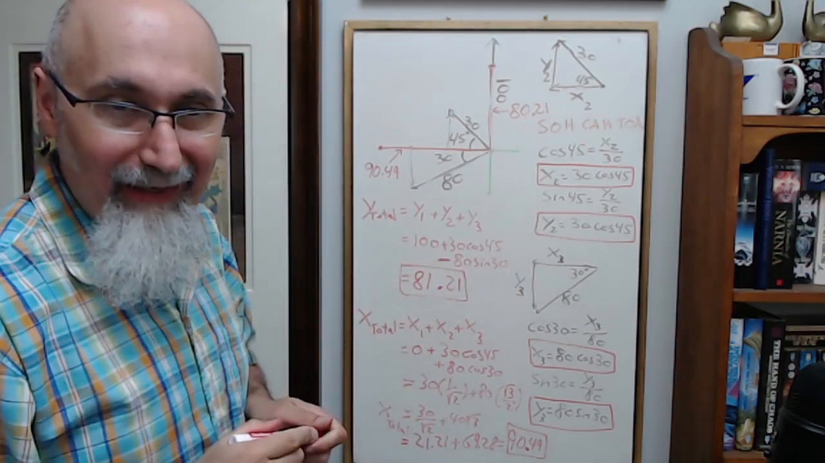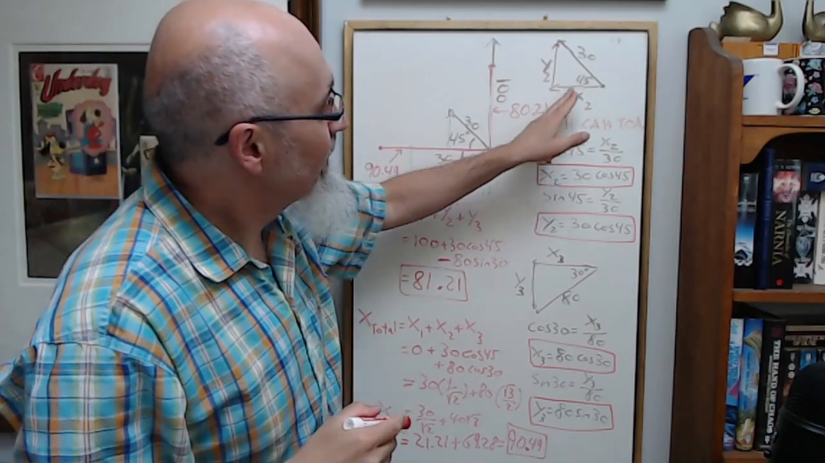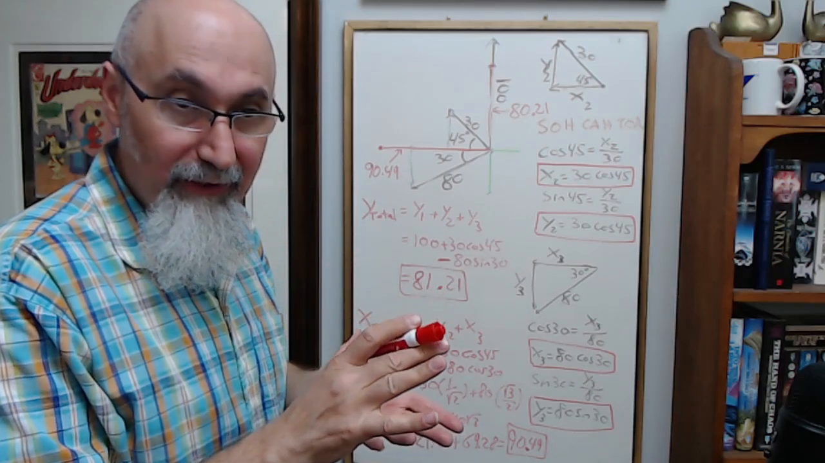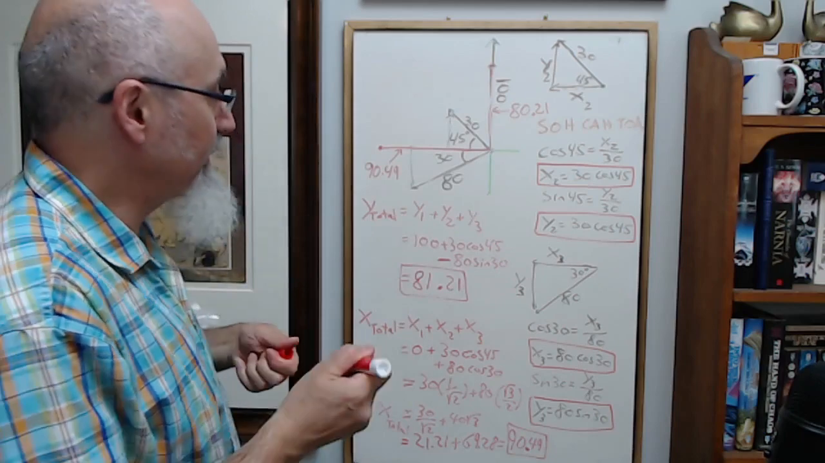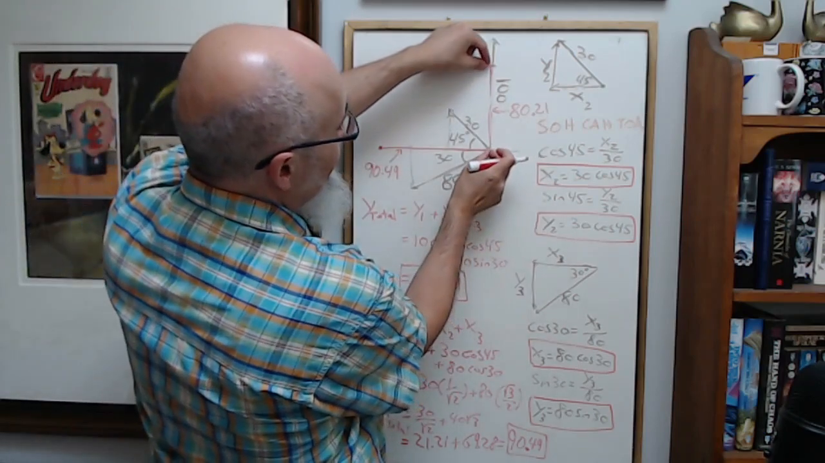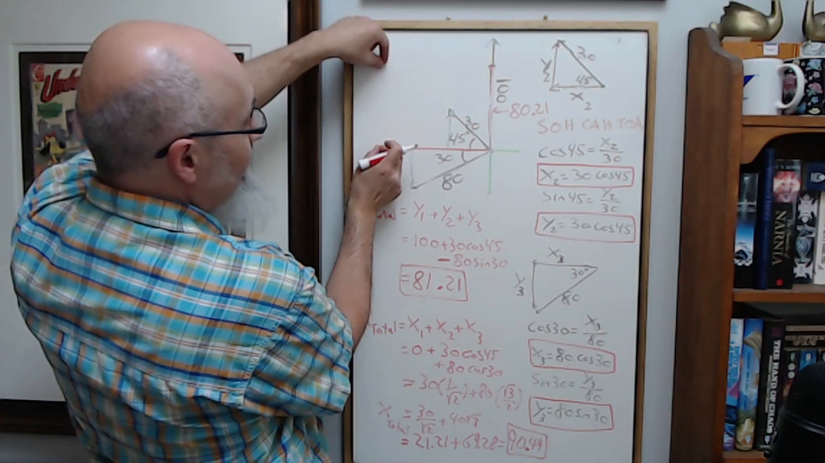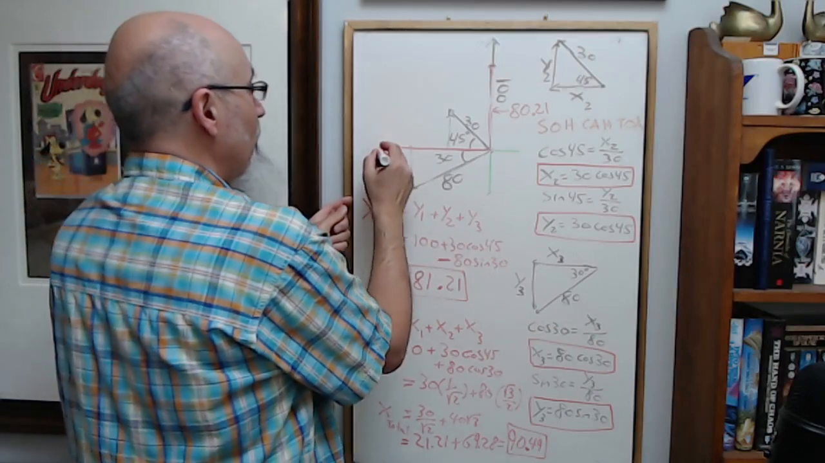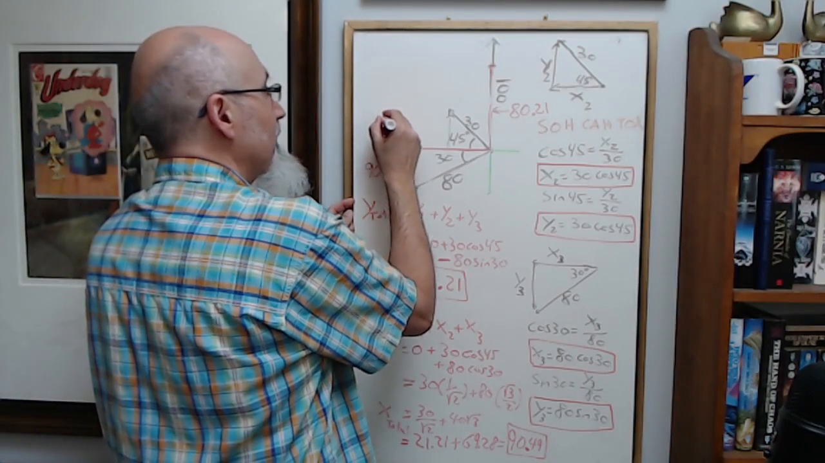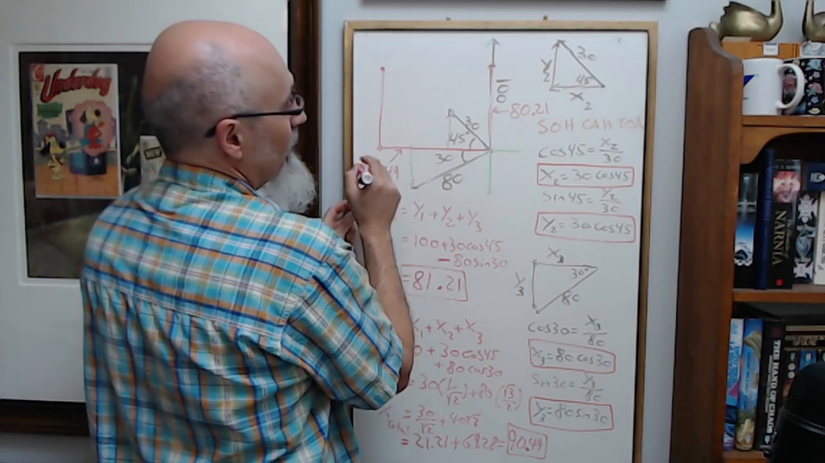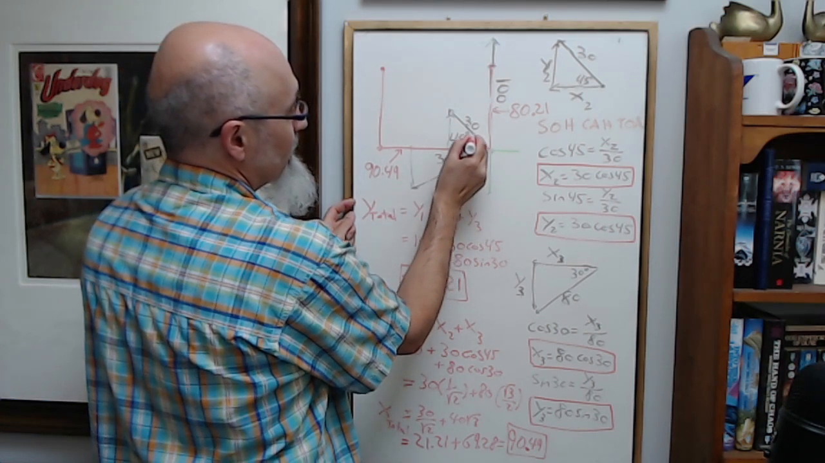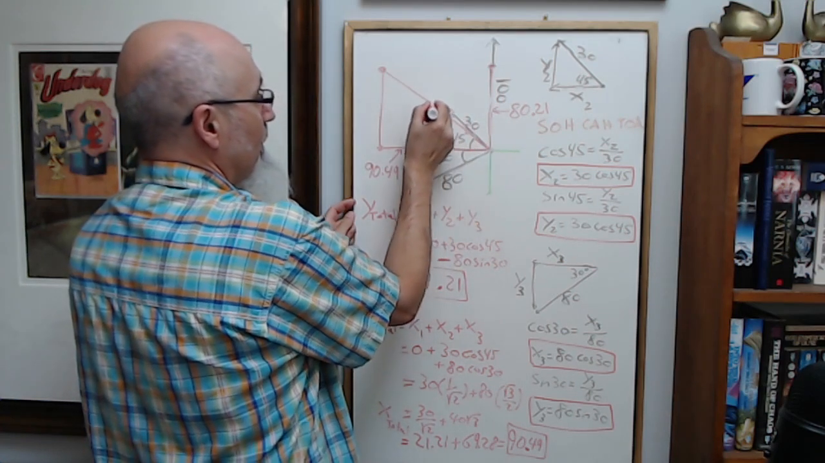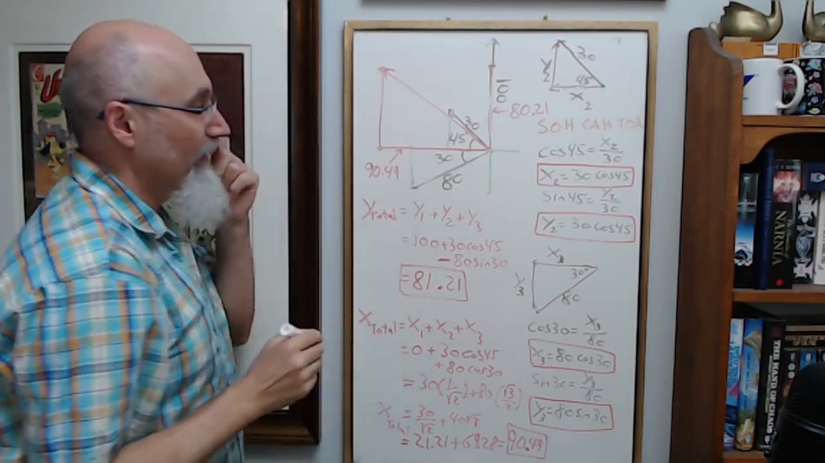So this is 80.21. What you really have, the legs, the components, the X and the Y of your new vector, the total sum of all these three vectors added up. What you can do is just take this guy and move it here to get a visual, or take this guy and move it there. It's going to give you the same thing. So I'm going to draw this going up like this. Our total vector is going to look like this. So that's our total vector.